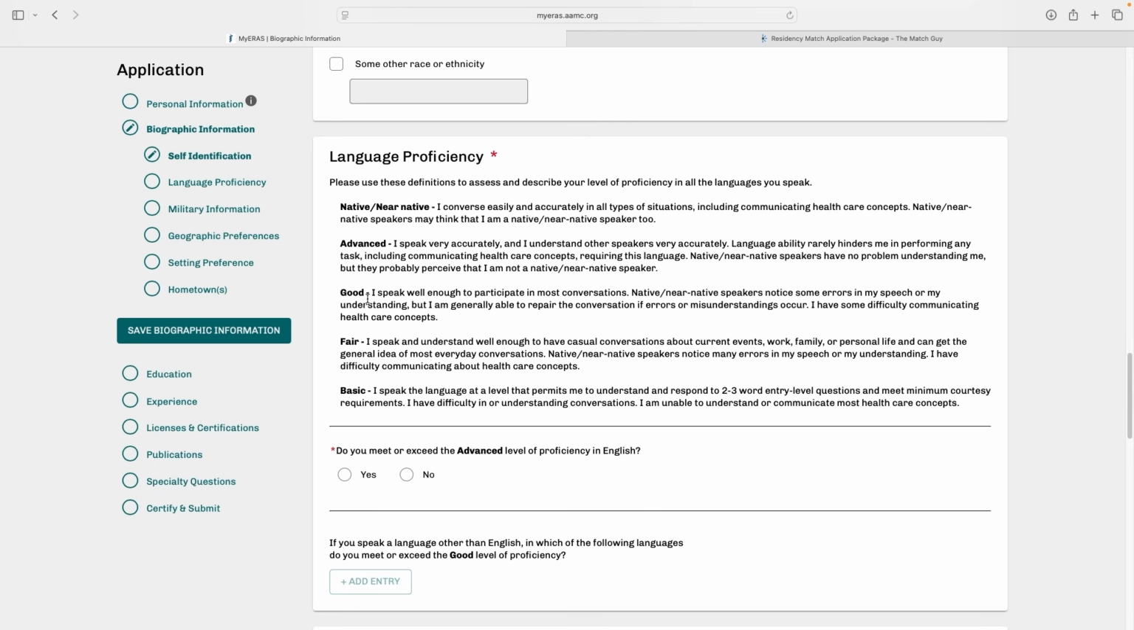One thing to keep in mind, if you say no, that means you're in the good or lower category. And you can see here, you have some difficulty communicating healthcare concepts. And that's, of course, a red flag, because if you can't communicate healthcare concepts, that's going to be challenging for you to be a resident in the US. So the expectation is for you to answer yes, but of course your English has to be at that level. So if it's not, make sure you improve your English.